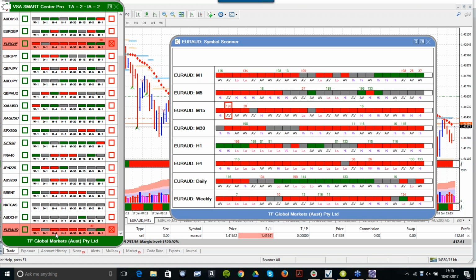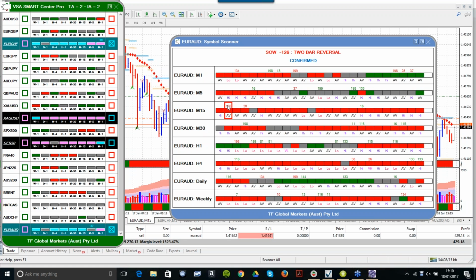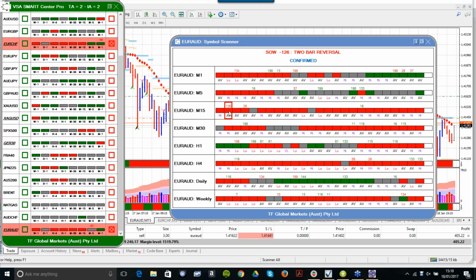They're aligning. We can see the 30-minute chart is red. The 15-minute chart is red. And over here on the 15-minute chart, nearly 7 or 8 hours ago, we had a serious sign of weakness. Sign of weakness 126. 126 is what we call a reversal. And on the 5-minute chart, we had what we call no demand.